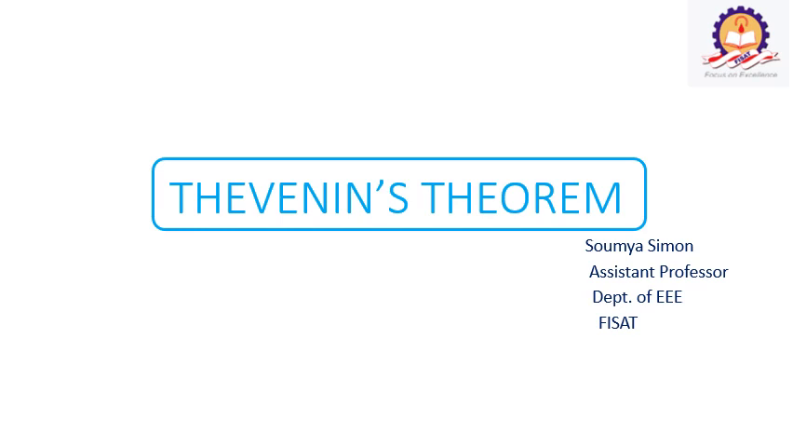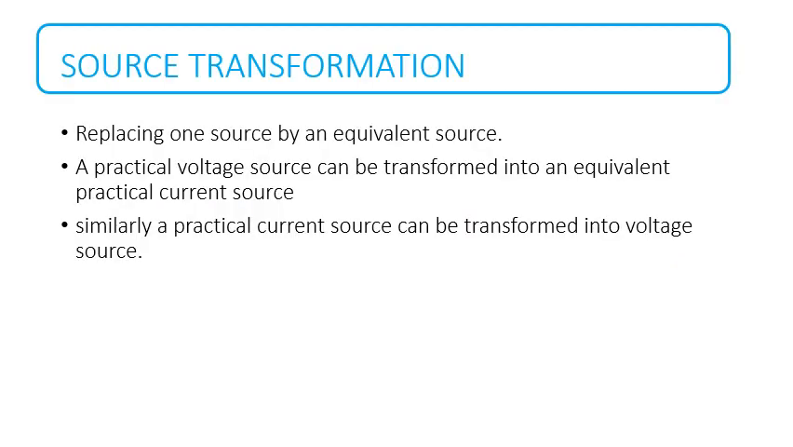Hello everyone. Today's topic is Thevenin's theorem. Before going into Thevenin's theorem, we have to get some knowledge about source transformation. Replacing one source by an equivalent source is known as source transformation. A practical voltage source can be transformed into an equivalent practical current source and vice versa.